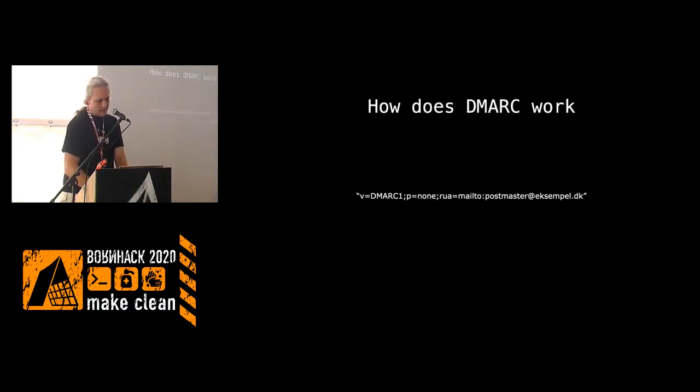And what DMARC adds is a policy. So you have v=DMARC1, which is DMARC version 1, p=none, which means I only want to collect data, and the rua is where the reports are mailed to. It's an XML format, and don't parse it yourself. There are online tools to help you with that.